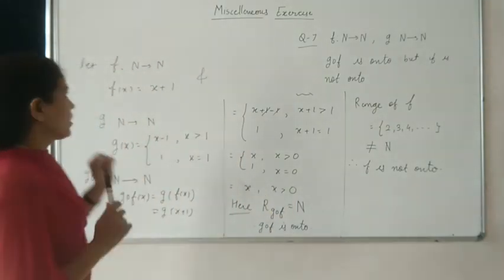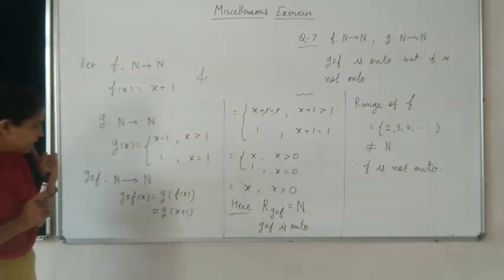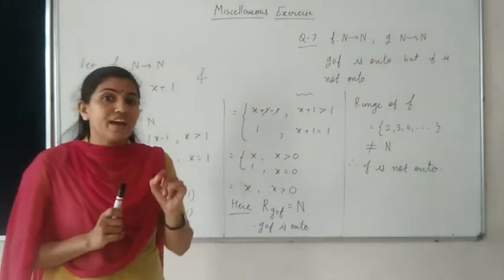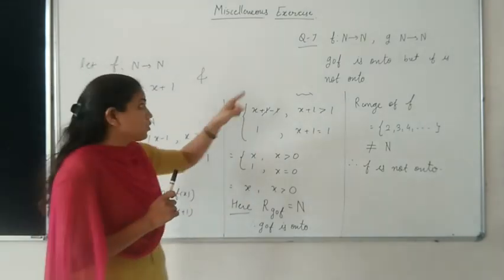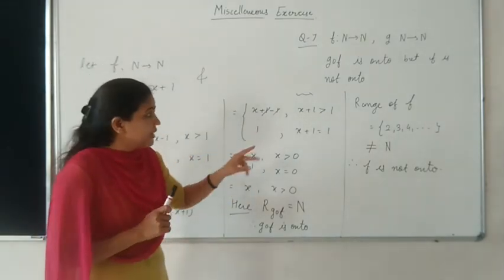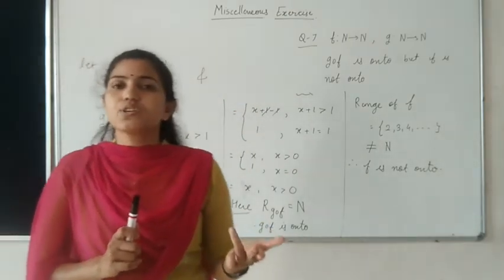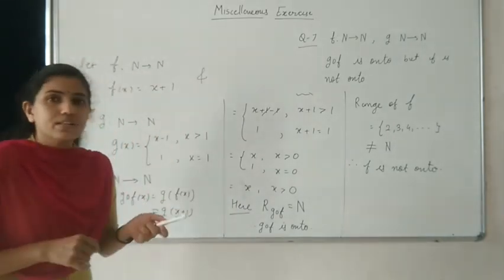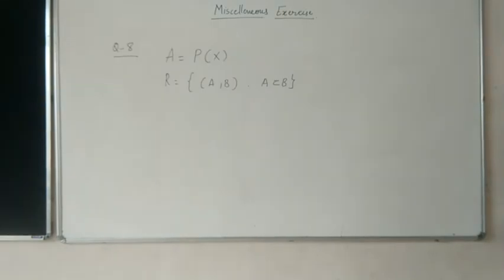But when we are talking about the composition, whenever g∘f is 1-1, in that case g may not be 1-1, but f must be 1-1. Similarly, if the composition is onto, then g must be onto, but for f the condition is not that much required. So now let me see the next question of the chapter.